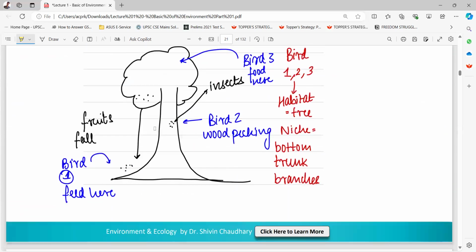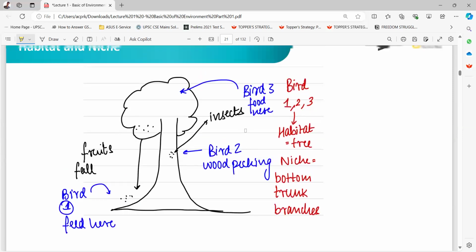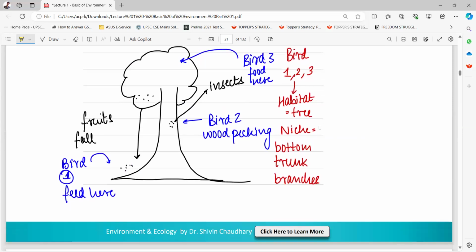Habitat and niche. Okay. First one is bird one, feeding on fallen fruit. Bird two, wood pecking. Bird three, feeding on insects. Bird one, two, three: habitat is the same, the tree. Niche is the bottom, trunk, and branches.